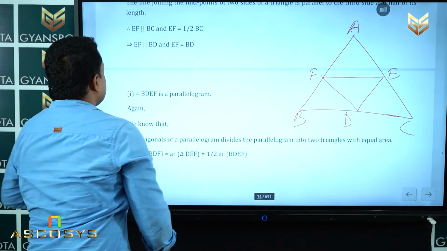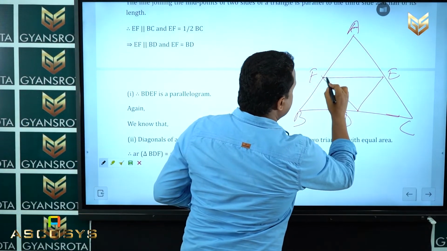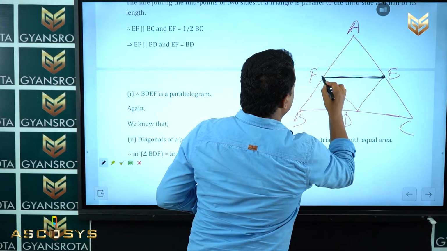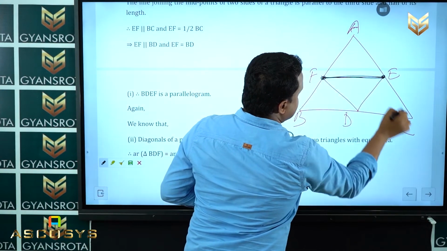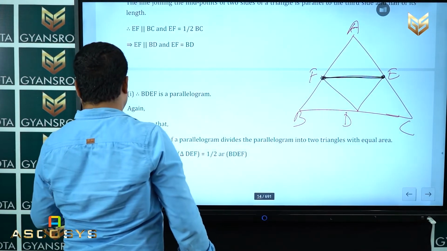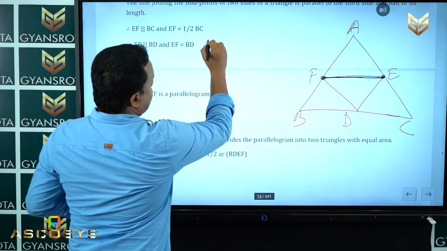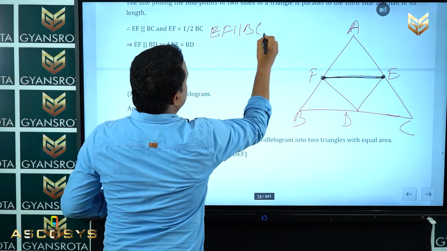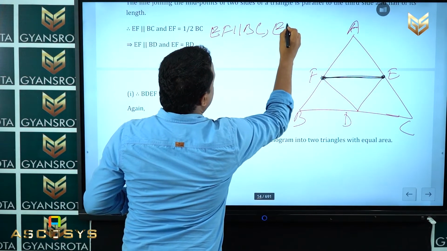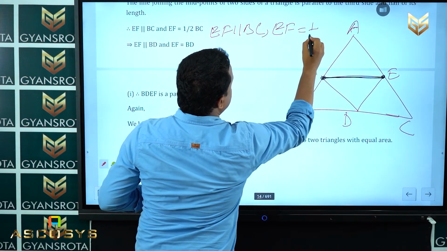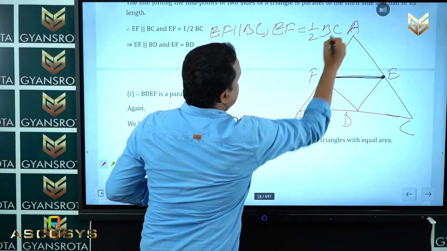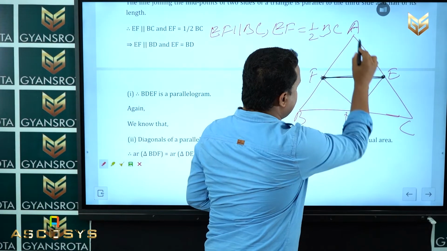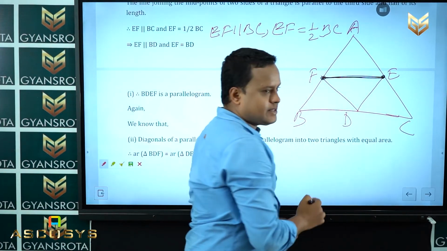Now, since E and F are the midpoints of AB and AC, therefore we can write EF is parallel to BC. Also, EF is half of BC. I already told you, joining the midpoints of two adjacent sides gives a line half of the third side and parallel to it.